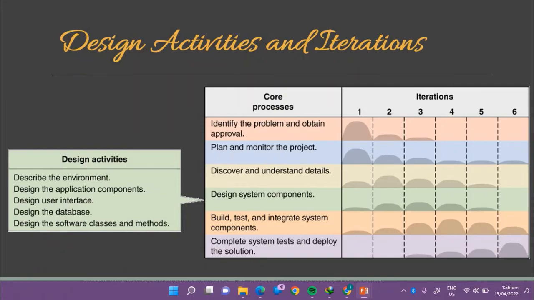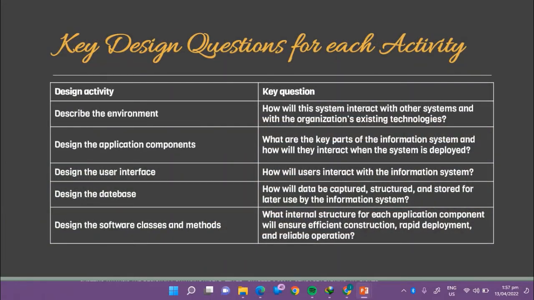To better understand these design activities, you can summarize each one with a question. In fact, system developers often ask themselves these questions to help them stay focused on the objective of each design activity. So, in describing the environment, you could ask questions such as, how will the system interact with other systems and with the organization's existing technologies?